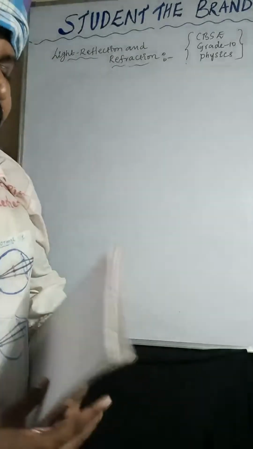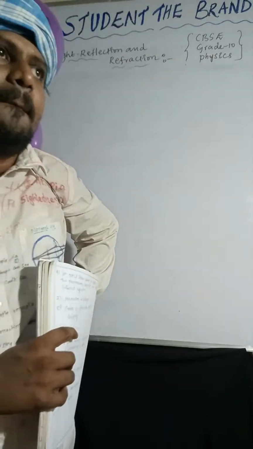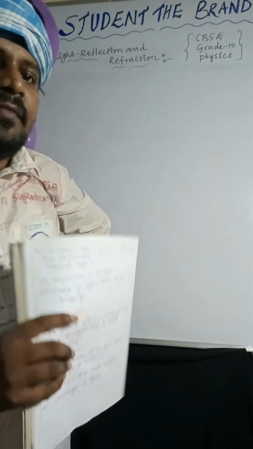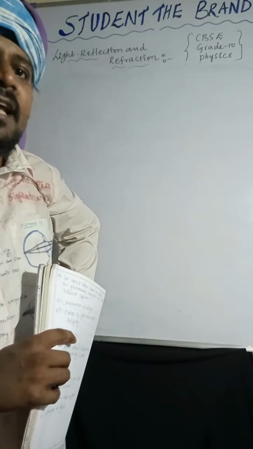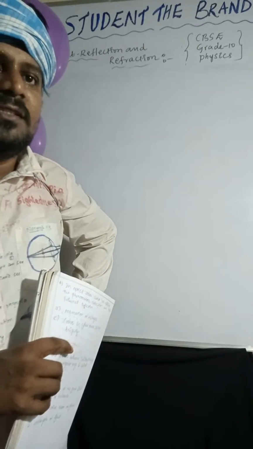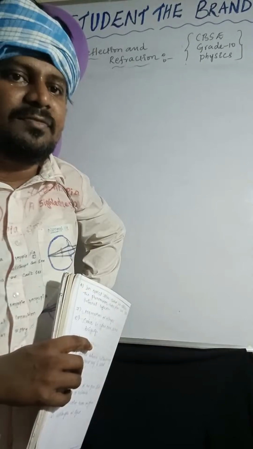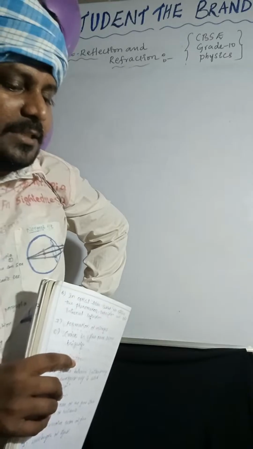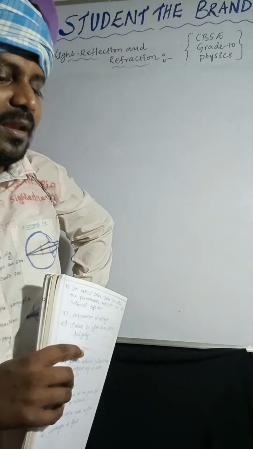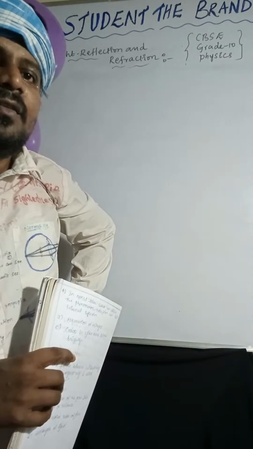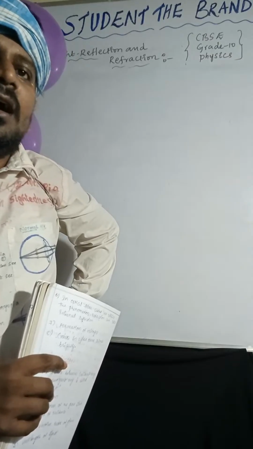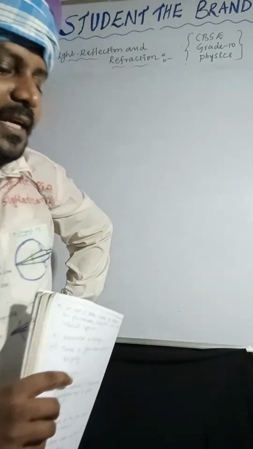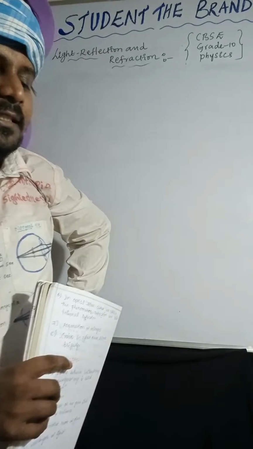Okay, one more question. If the object is placed at F in a convex lens, where will the image form? What is the nature of the image? Anyone? If the object is placed at F, where will the image form?